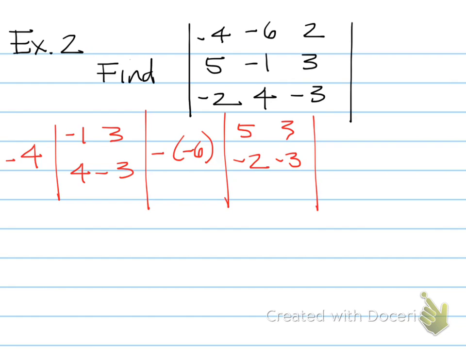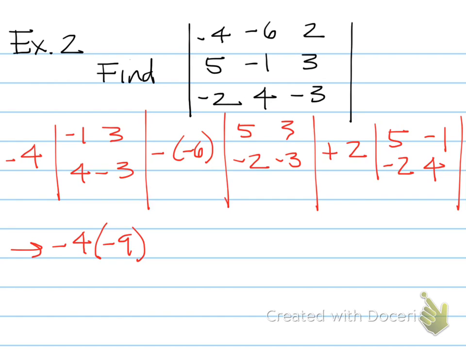And then go on to the second element in the first row, which is -6. And we're going to multiply that by the remaining elements that are not in the same row and column as -6. That would be 5, 3, -2, and -3. And then lastly, we're going to add the last element in the first row, which is the 2, and multiply that by the remaining elements when we cross out the elements that are in the same row and column as the 2. So that would be 5, -1, -2, and 4.